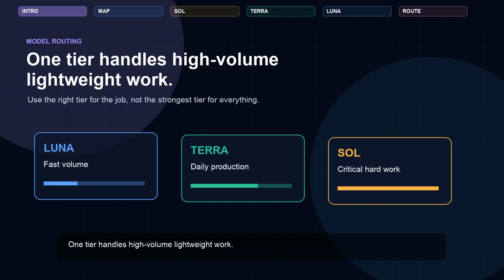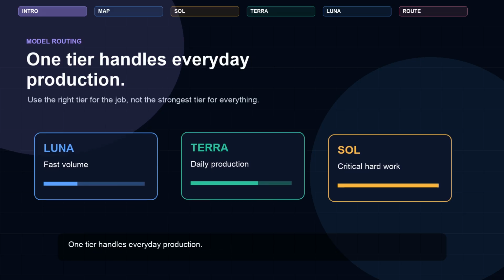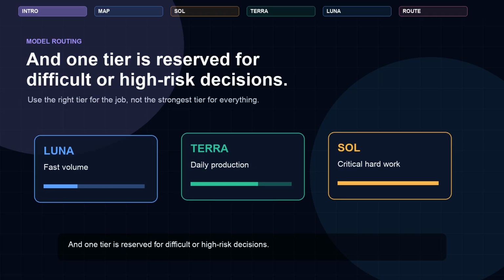One tier handles high-volume lightweight work. One tier handles everyday production. And one tier is reserved for difficult or high-risk decisions.